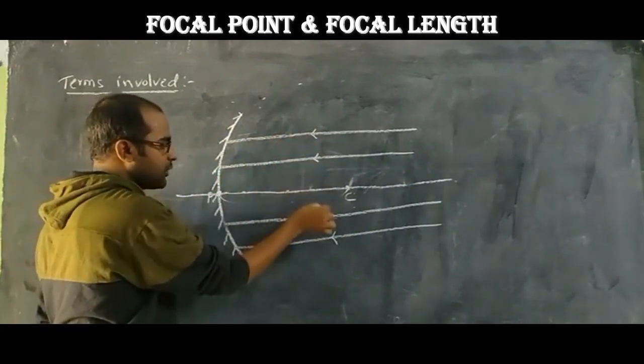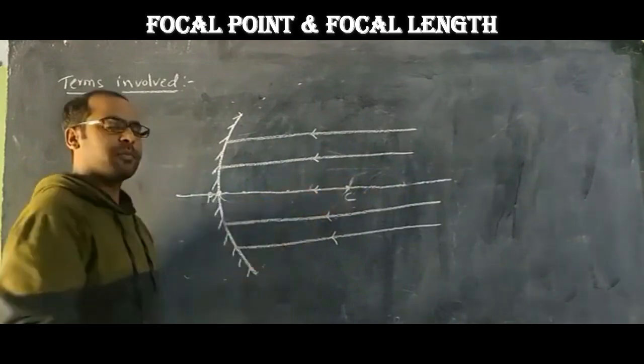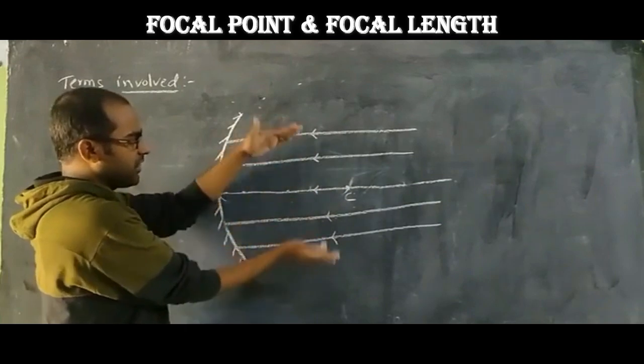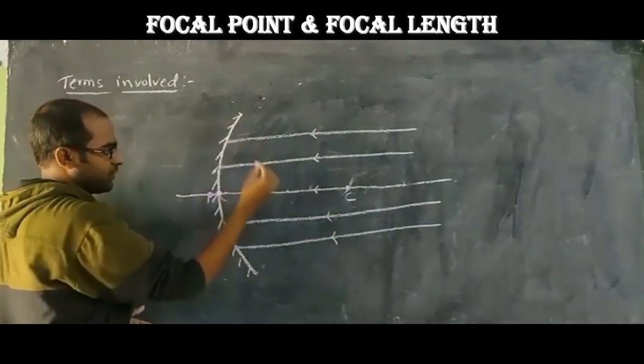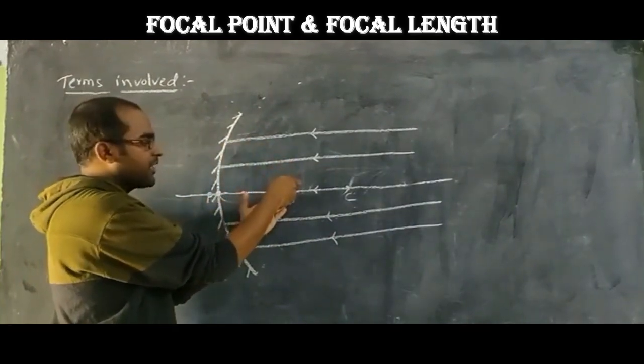And a ray also passes along the principal axis. Along the principal axis also there will be a ray. That means each and every ray is parallel to the principal axis, and after reflection they will form an image at the focus.